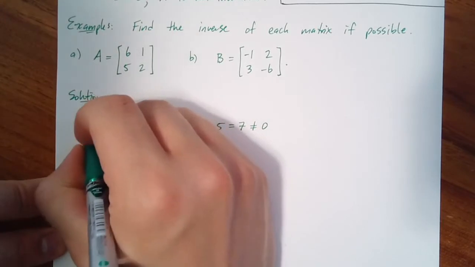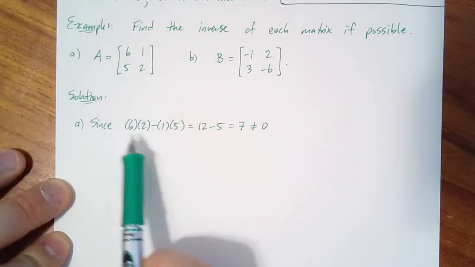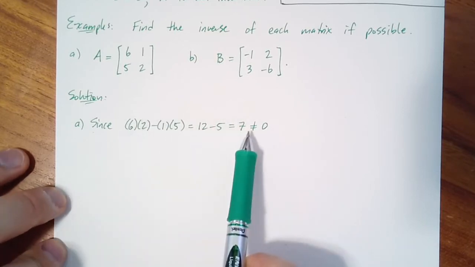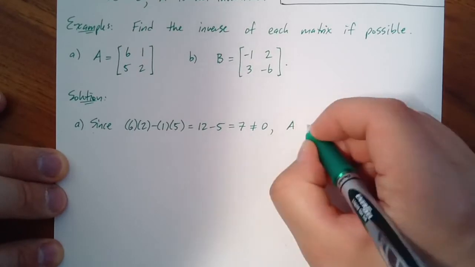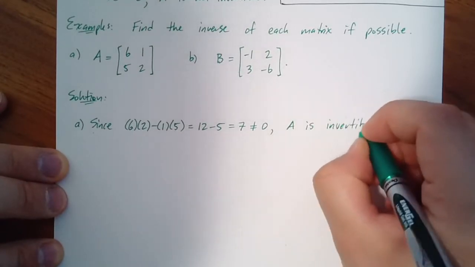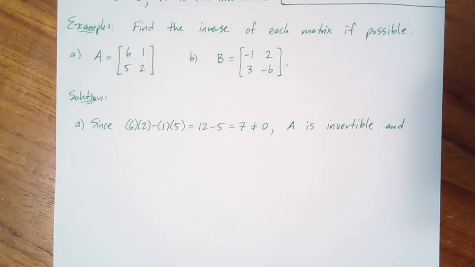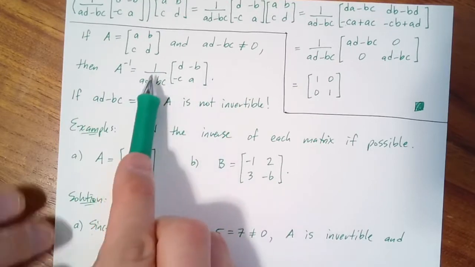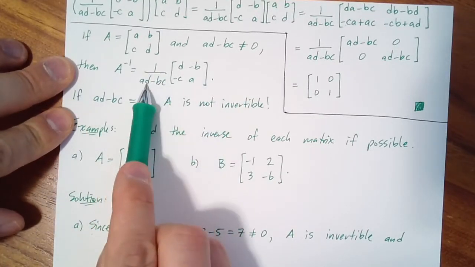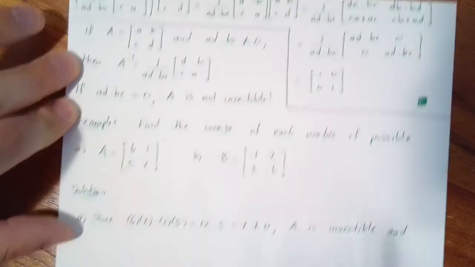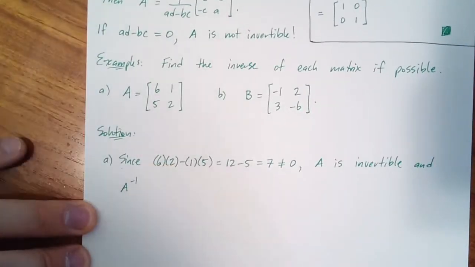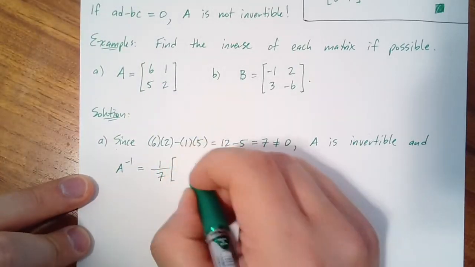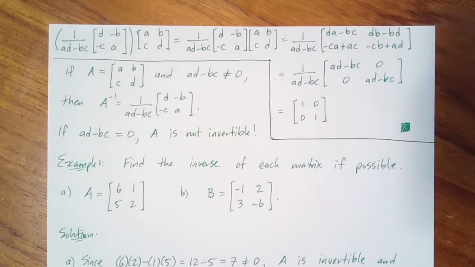So, in other words, let's write it this way. Since this is not 0, that's really what this justifies, A is invertible. And using this rule up here, we now have a formula for the inverse as well. The scalar is going to be 1 over AD minus BC, which we just worked out to be 7, right? So this is going to be 1 over 7. So we can just write A inverse is equal to 1 over 7. And then now we need to fill in this part, right?